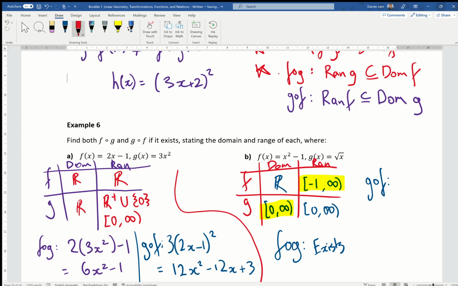And we write it in mathematical notation as the range of f is not a subset. So we draw a subset sign with the slash in the middle of the domain of g. And therefore, g of f does not exist. Any questions? Okay.